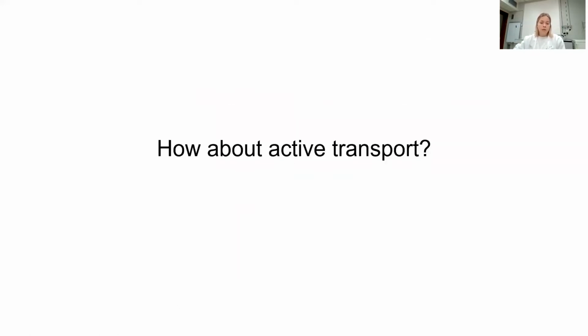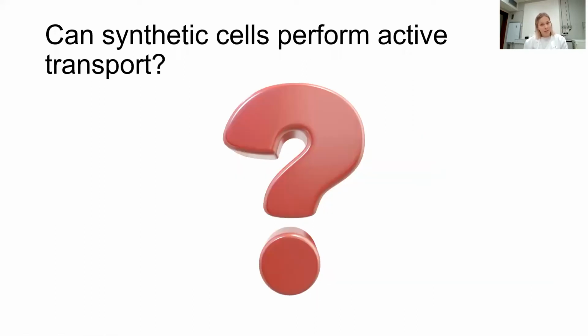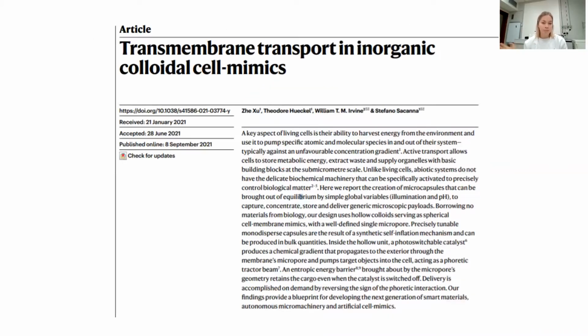But until very recently, synthetic cells were not really shown to be able to perform active transport. So what is active transport? This is the movement of substances from an area of low concentration to an area of higher concentration, or against any other opposing force, like an electrochemical gradient, through a pore using ATP. This is active transport in living cells. So the question is, can synthetic cells perform active transport? Well, as you've just seen, they can, but only very recently. This is the paper which showed synthetic cells being able to perform a modified kind of active transport.